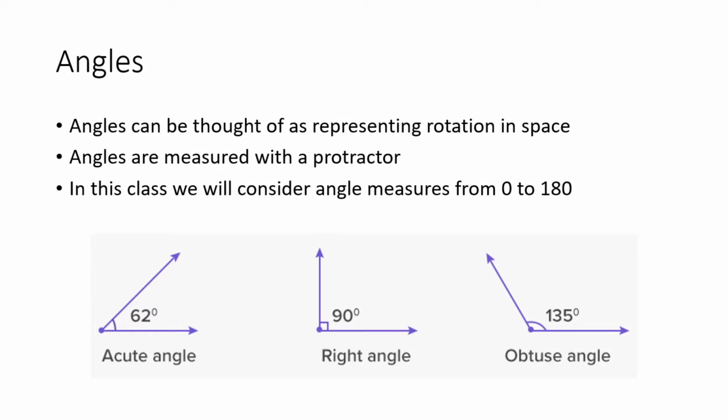So angles can be thought of as representing some rotation in space. We measure angles using a protractor. And in this class, we're going to consider angle measures from 0 to 180. You can consider angle measures outside these bounds, but in a typical high school geometry class, you really just focus on angles that are measured anywhere from 0 to 180 degrees.